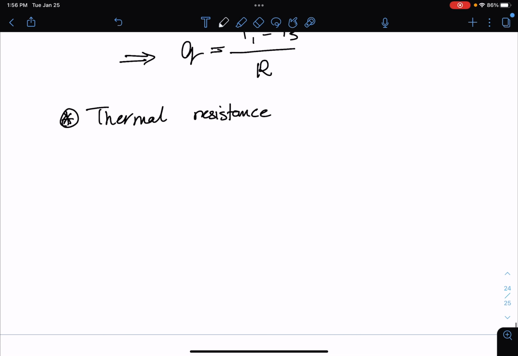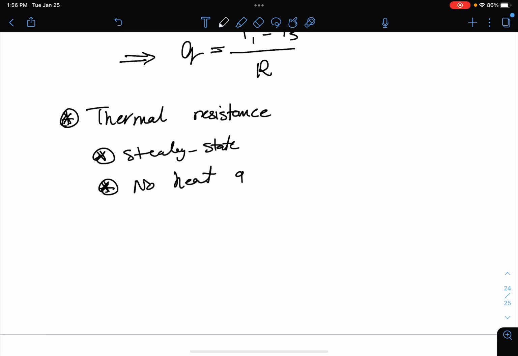And it has to be a steady state. Let me write down the assumptions. A steady state, no heat generation, and one-dimensional.